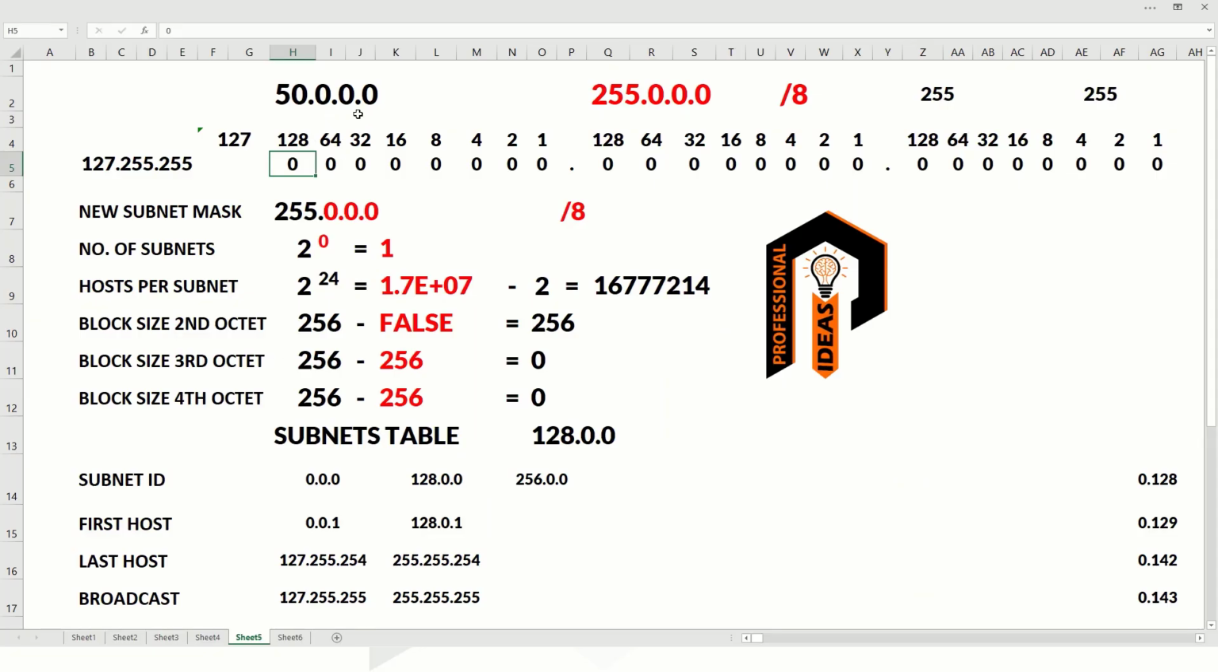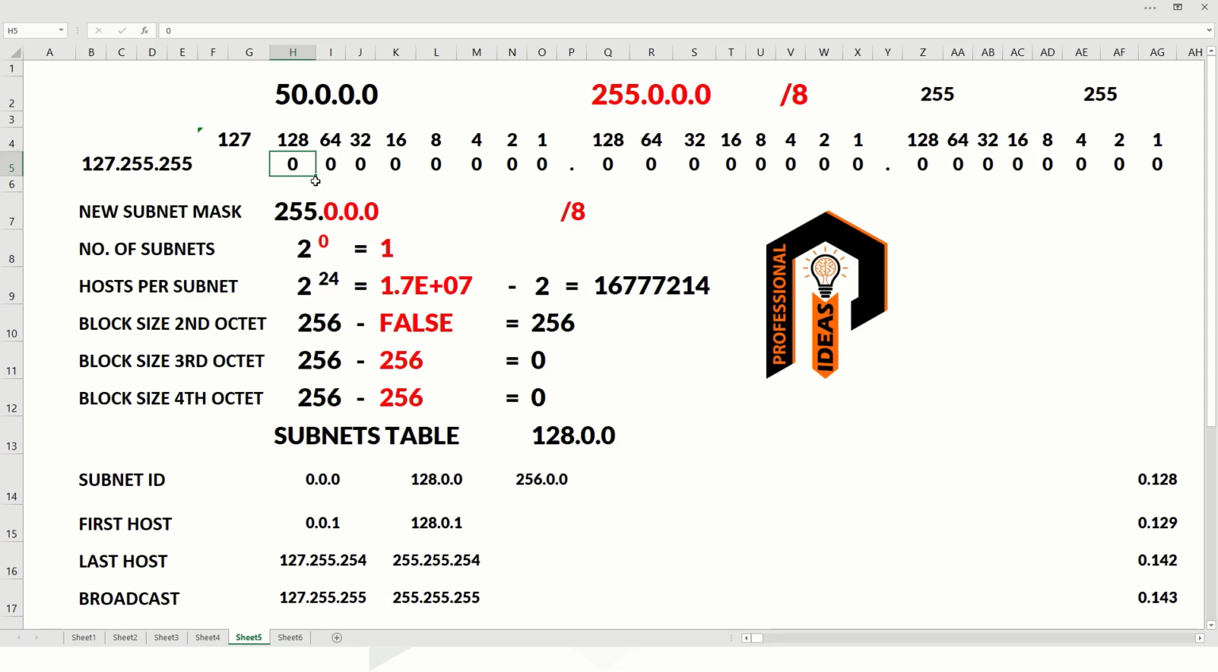50.0.0.0 is a class A network. Its default subnet mask is 255.0.0.0 and CIDR value is /8, which means there are 8 bits all set to 1 for the network segment and 24 bits all set to 0 for host segment. Let's expand 3 octets containing 24 host bits and start subnetting.